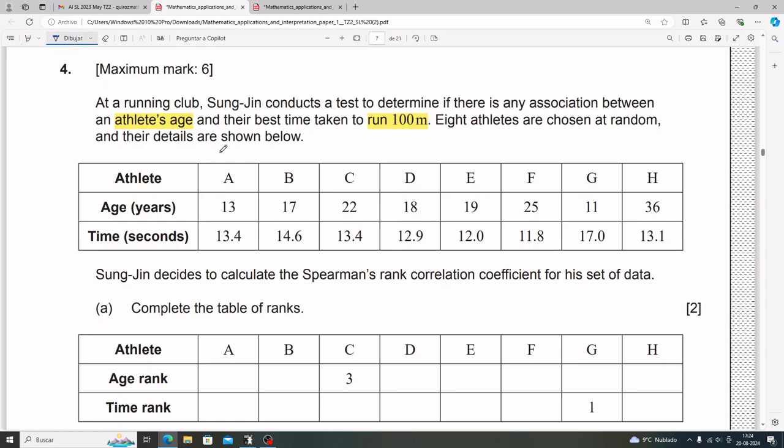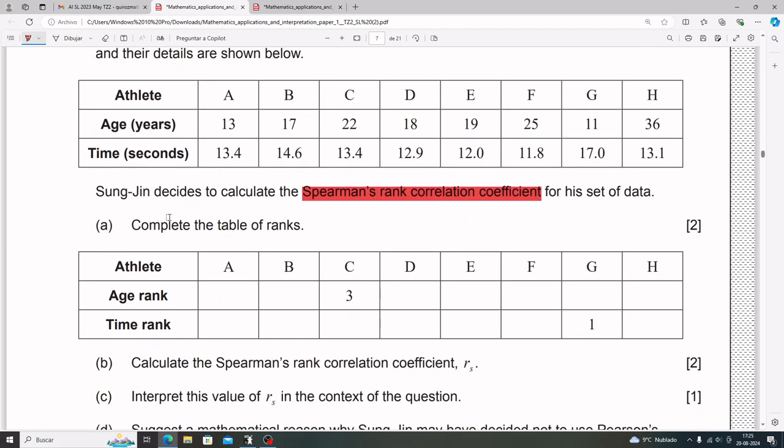So just so that we understand, for example, athlete A is 13 years old and ran 100 meters in 13.4 seconds. Athlete E is 19 years old and ran the 100 meters in 12.0 seconds. So that is what this table is telling me. And of course, because it's IB, they tell us that Sungjin decides to calculate probably the nastiest buzzword you are ever going to hear, the Spearman's rank correlation coefficient for his set of data. And we need to complete the table of ranks for part A.